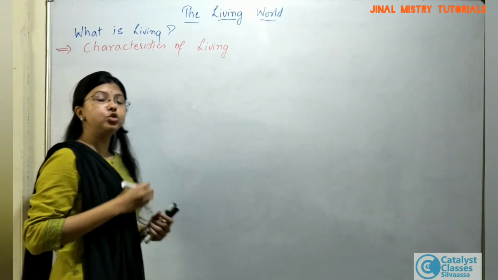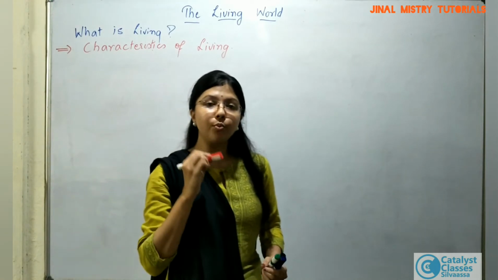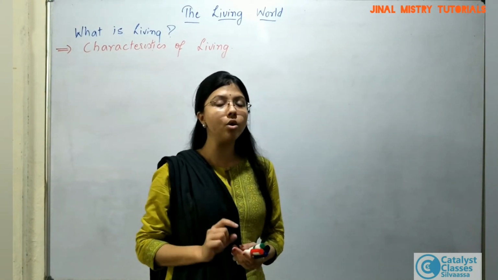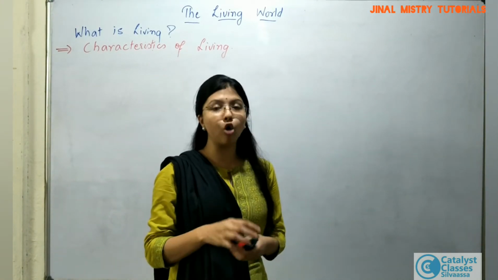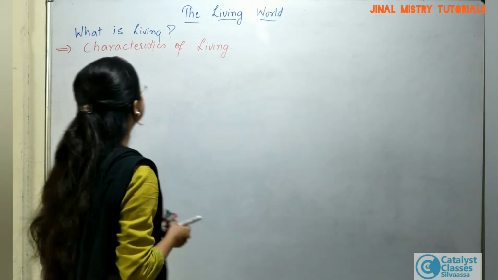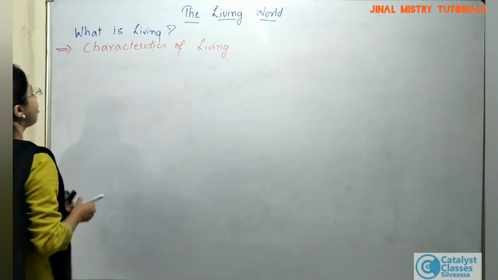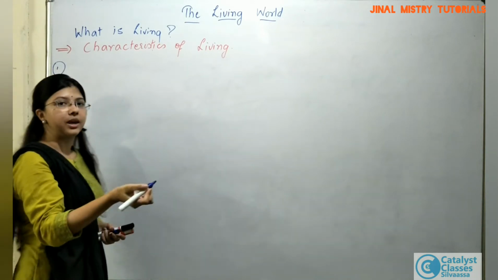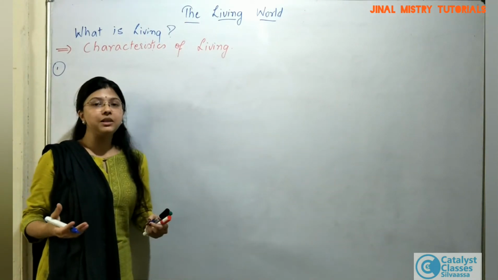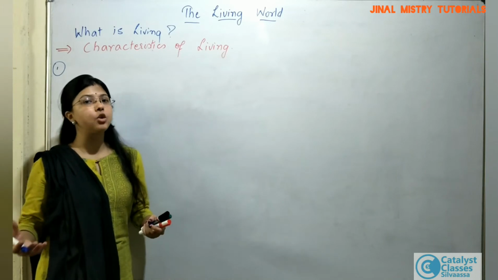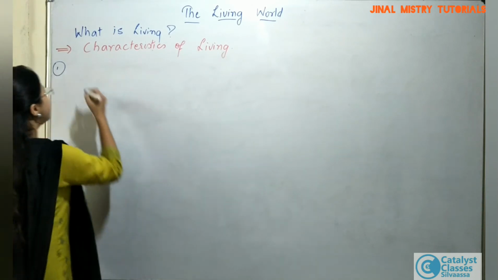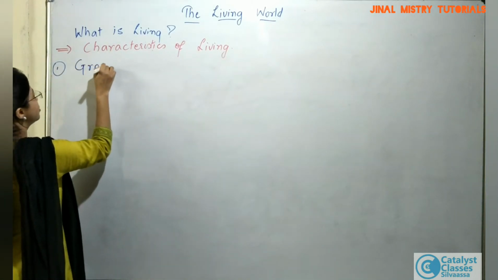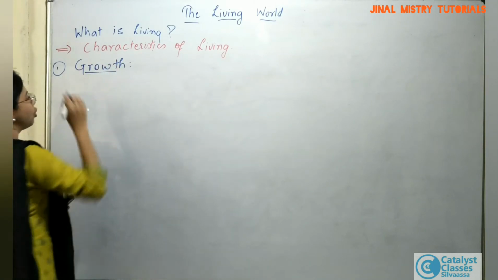Here we are going to study certain characteristics. We are going to define certain properties which are specific only to living beings and not to non-living things. The first property, when I say that a particular thing is living, we can understand that yes, maybe that thing is growing and so we can call it living. So the first characteristic we are going to discuss is growth.